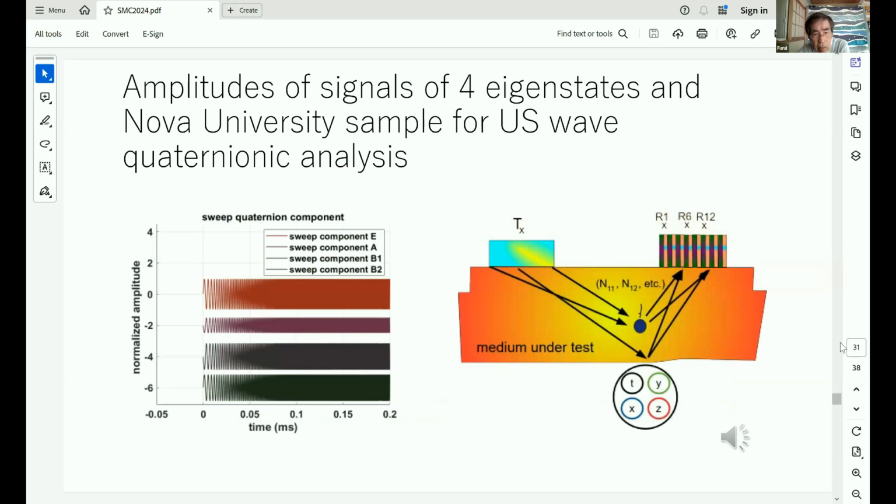Okay. And next, this is the experimental setup. That is, there are transducers and here receivers, and information is given in this, and if there is a cross of two waves received by these receivers, and this is in quaternion basis. There are 4 bases, E, A, B1, and B2, and these amplitudes are shown here, the experimental amplitude.